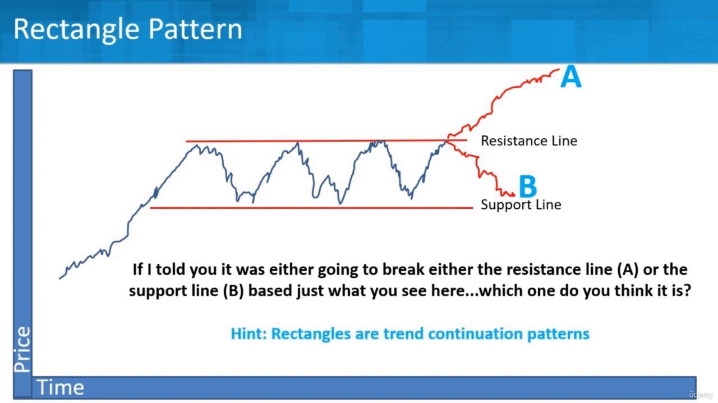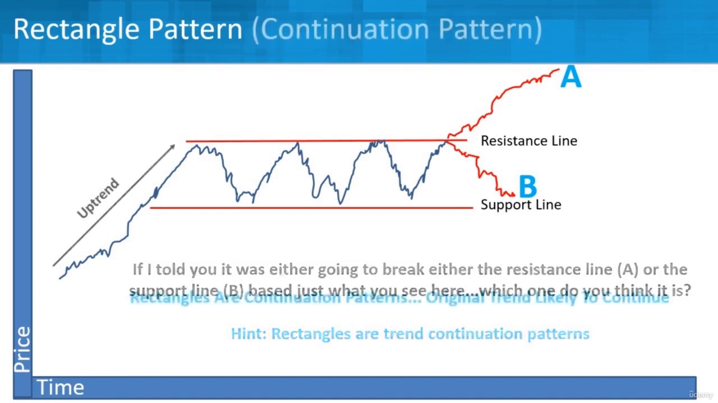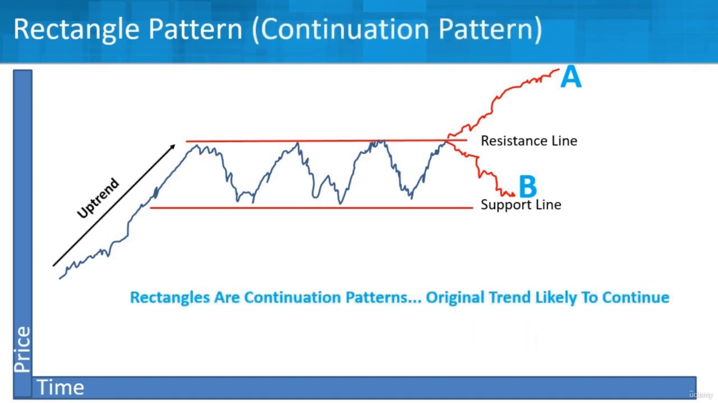Now, a little hint here, rectangles are trend continuation patterns. What was the trend coming into the rectangle? So if you thought, okay, I'm in an upward trend, so I'm going to say A, well, you would be correct because the uptrend was already established before. The uptrend then went into this rectangular up and down pattern. And if it was going to break through, we'll be watching for it to more likely break through on the letter A there, break through that resistance line and continue our uptrend.